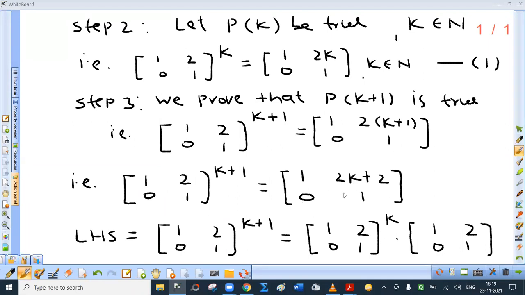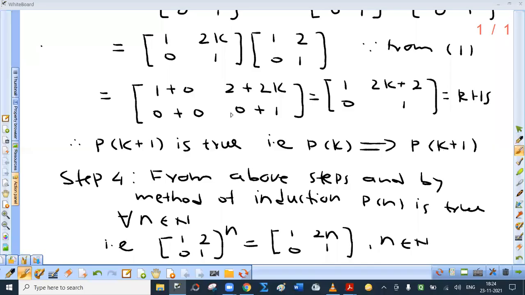Now begin with LHS. Raised to k plus 1 means raised to k into that matrix. For the kth power, we can write matrix 1, 2k, 0, 1. Reason from result 1. Now take the product of these two matrices. So matrix 1, 2k, 0, 1 multiplied by which matrix? 1, 2, 0, 1. Matrix product is row by column product.